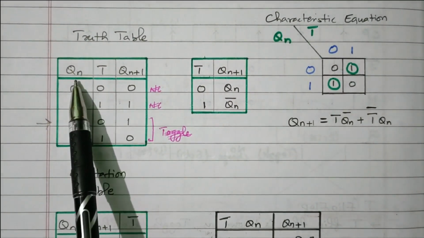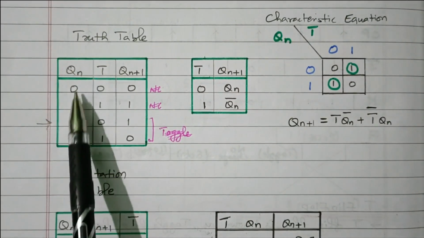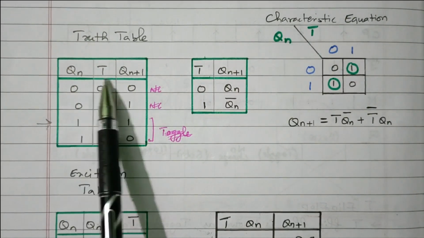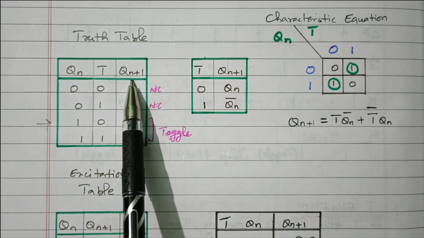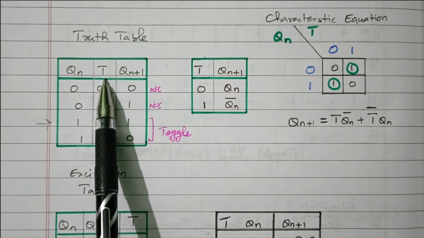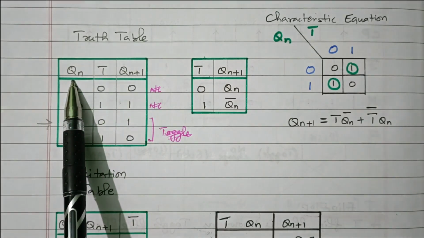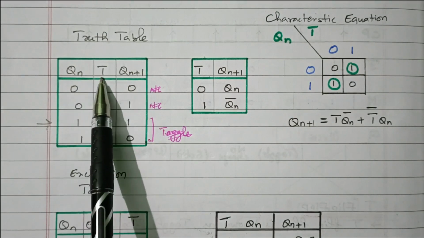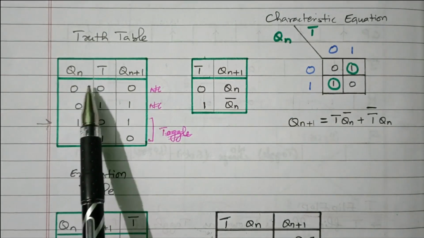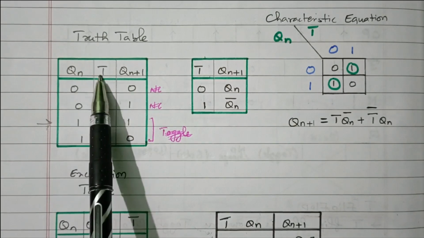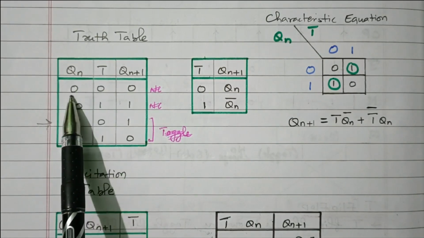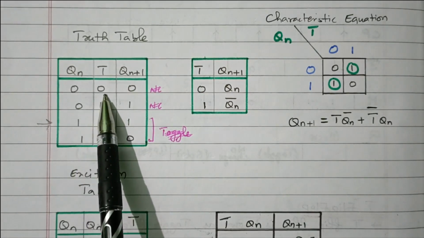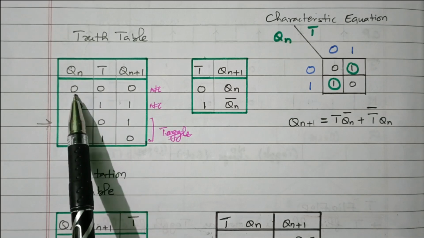So the truth table: this is the T input, this is the present state Qn, and this one is the next state, Qn plus 1. We already know that the next state of the output depends upon the input as well as the earlier available output Qn. Qn plus 1 depends upon Qn and the input. So Qn and T, two variables, 4 combinations available: 00, 01, 10, 11. T equal to 0 means there is no change.